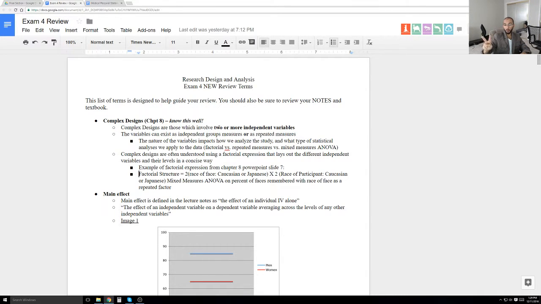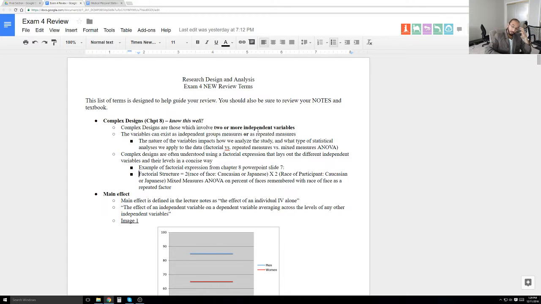which involve two or more independent variables. Now remember, the independent variables can be either independent groups or repeated measures. You can have either one. And the nature of the variables, meaning are they independent or are they repeated measures, will impact what type of statistical analyses we apply to the data.